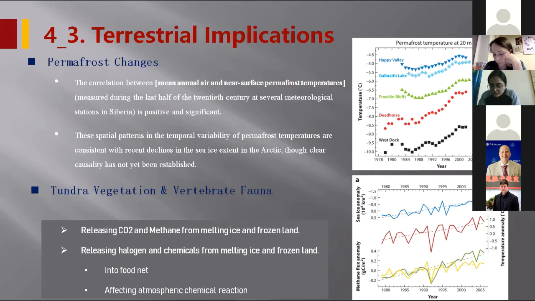Different indices of marine food web productivity range from zooplankton biomass to nutrient reduction, which has an effect by shifting phytoplankton cells, favoring the smaller picoplankton and nanoplankton as well. So yeah, these are the most visible impacts on the terrestrial implication.